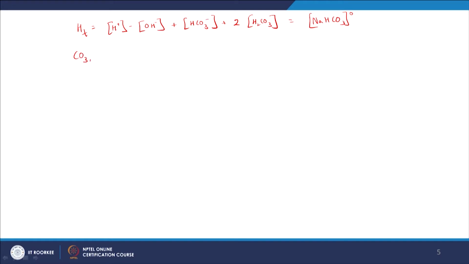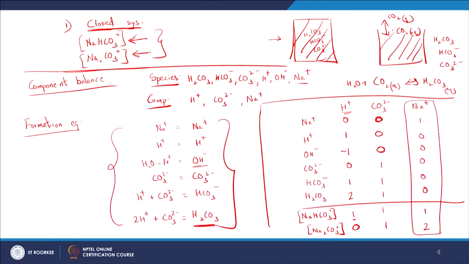So the CO3 total component balance is going to be equal to what now please? Concentration of CO3 2 minus plus concentration of HCO3 minus plus concentration of H2CO3, and that's going to be equal to the NaHCO3 that you are putting in initially, and also the Na2CO3 that you are putting in initially, right. So let's go back, and that's what we have here.